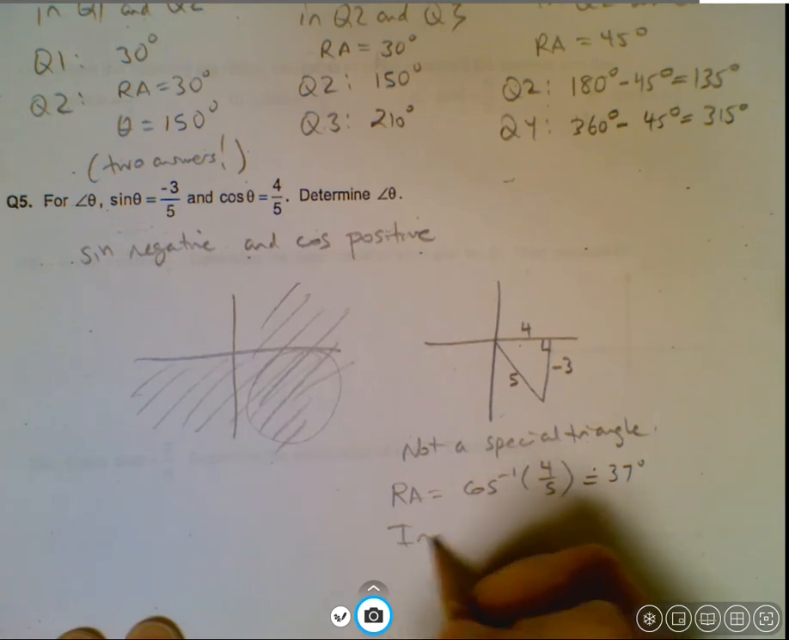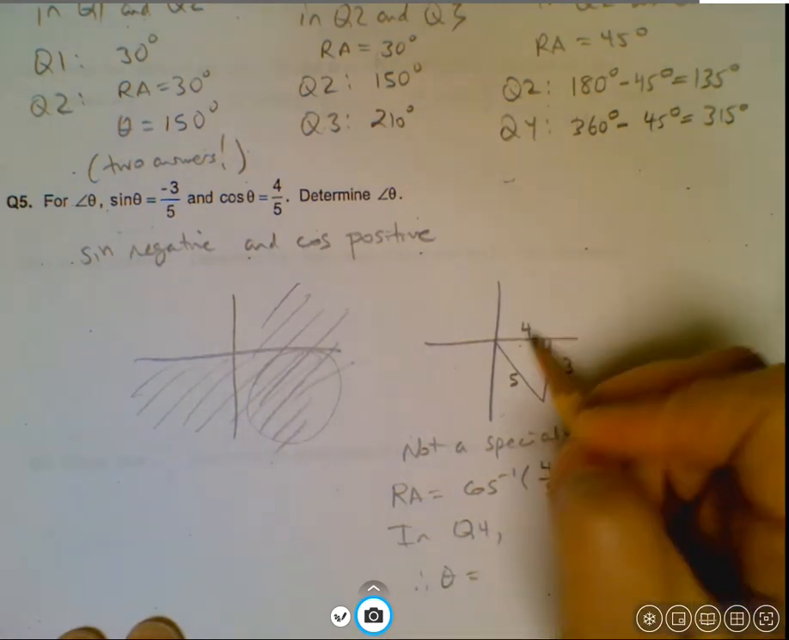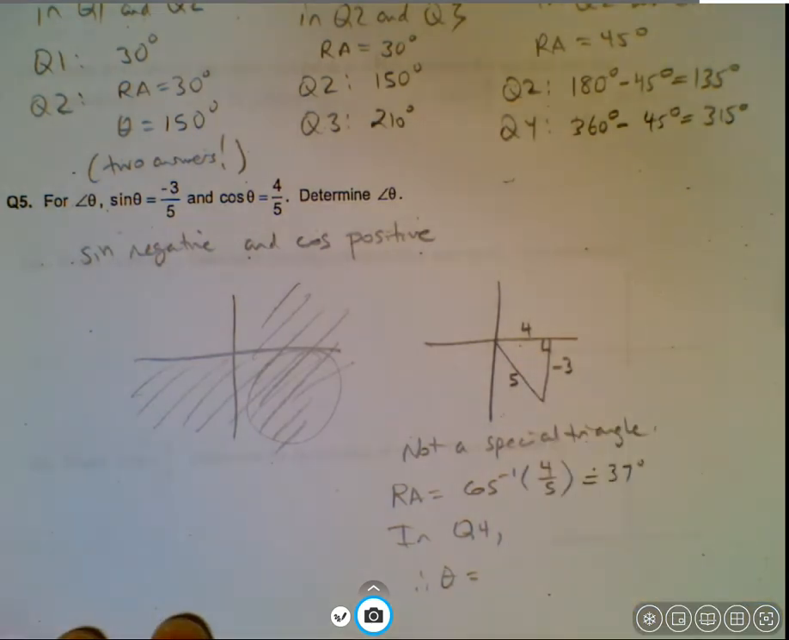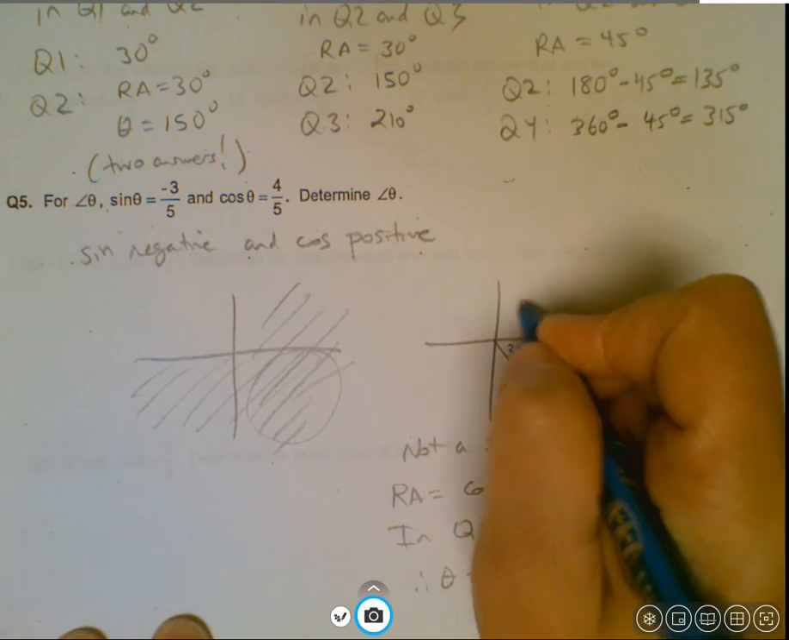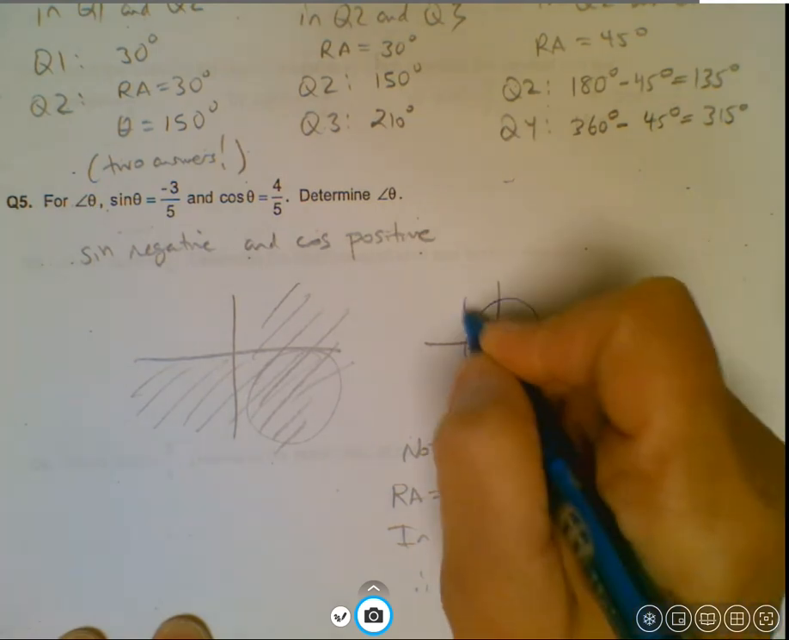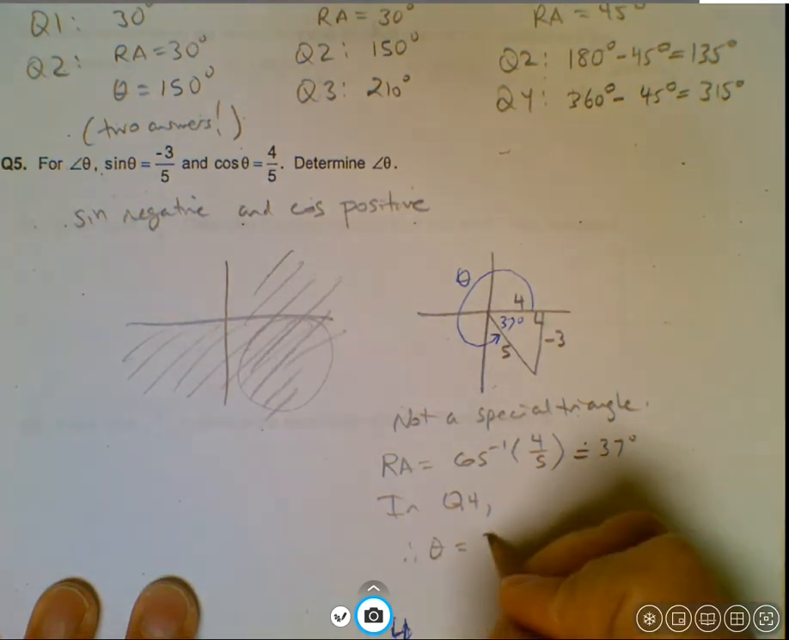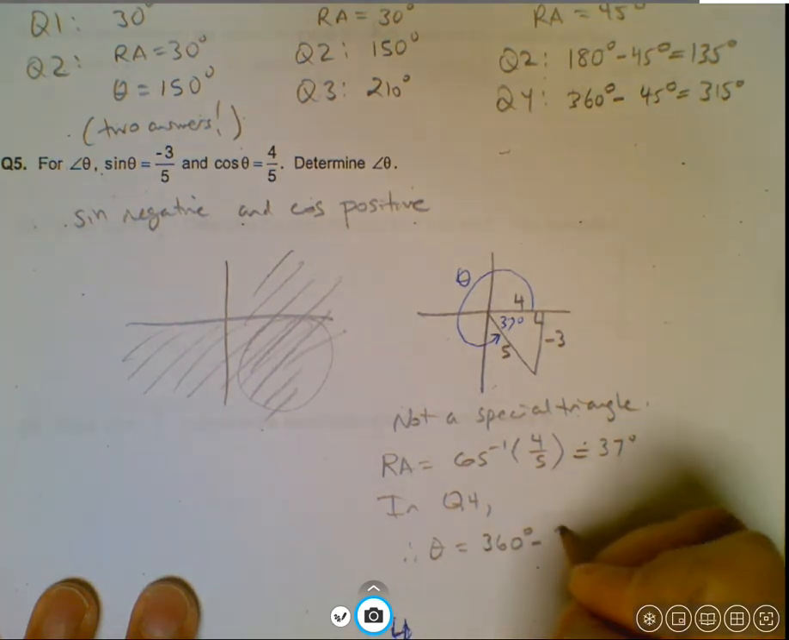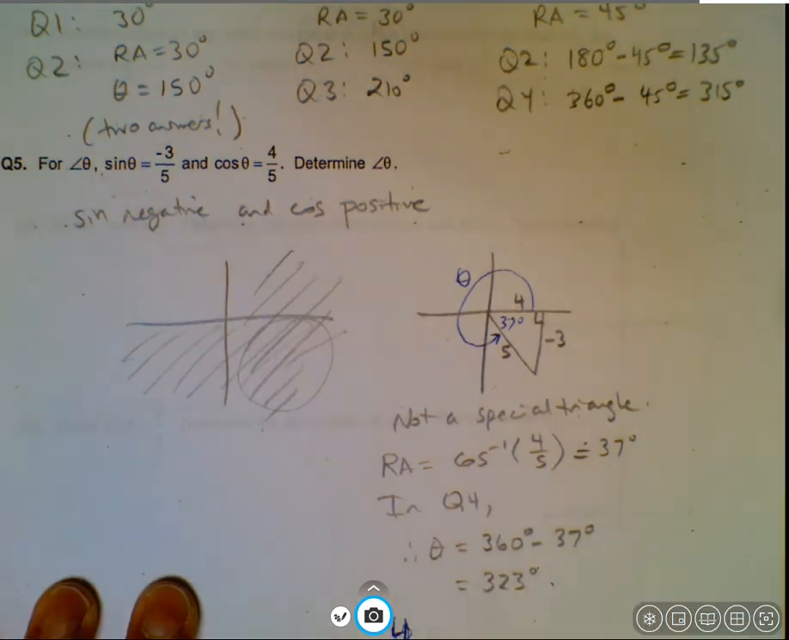But it's in Q4, so theta is not 37 degrees. I'll put my 37 in here. That's not theta. Theta is measured in standard position. So I've got to figure out what the whole angle is. Theta is going to be 360 minus 37 degrees, which is 323 degrees.